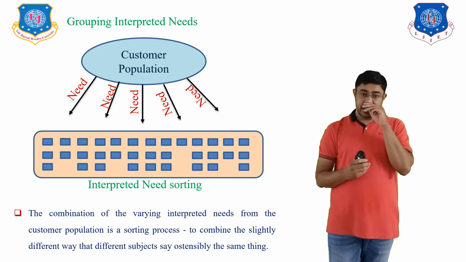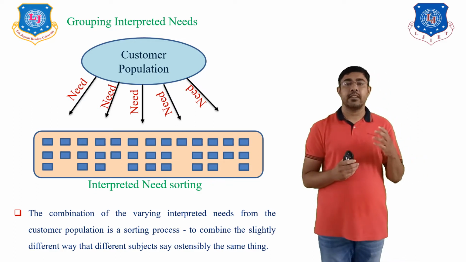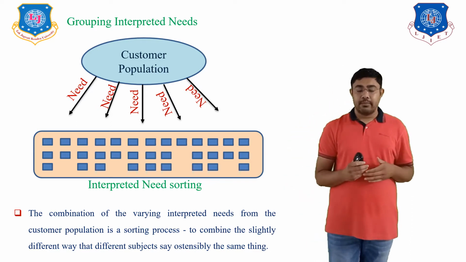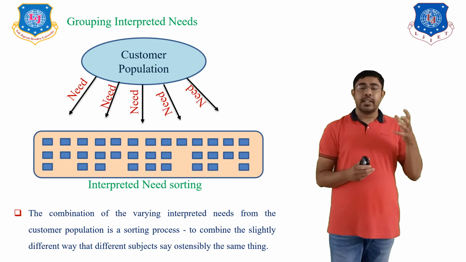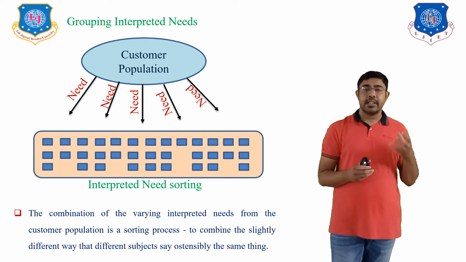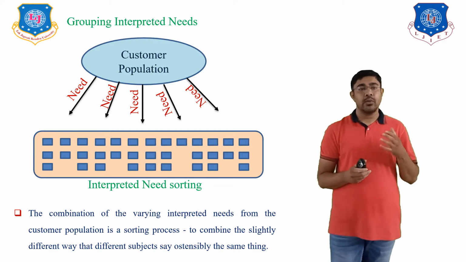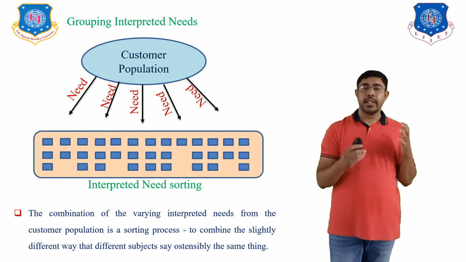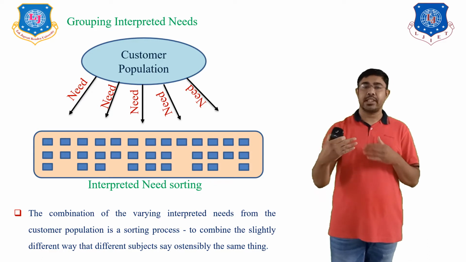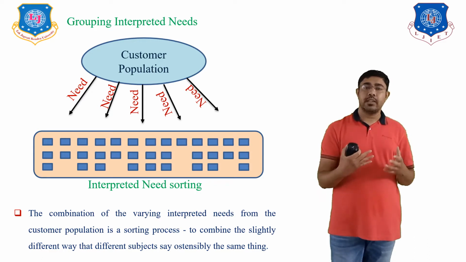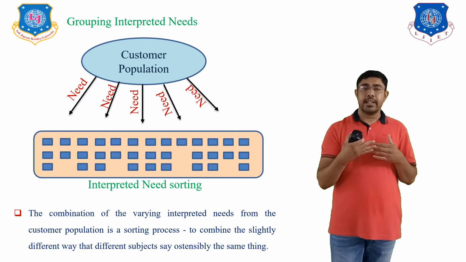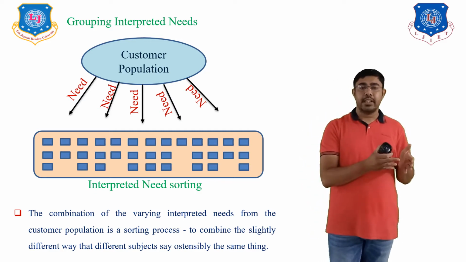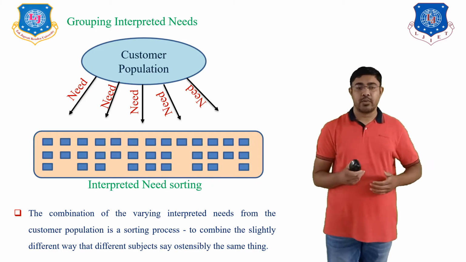In customers' needs we learned two methods. First is the list type method and the second is the articulate method. From these methods we collect the customers' needs in terms of interpreted needs, so we have a list of these interpreted needs. Now the next step is to group these interpreted needs by similarity, by the sorting process.